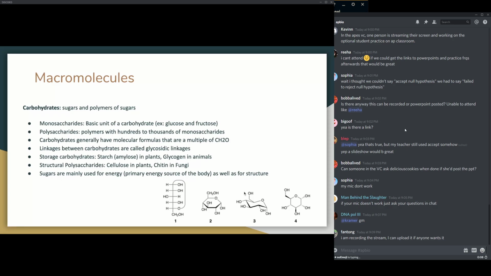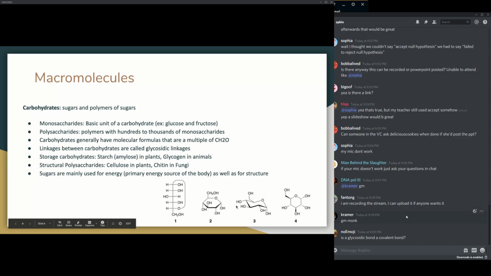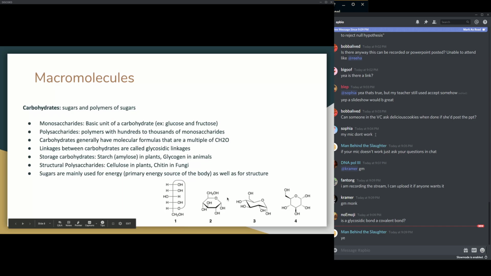fungi's cell walls too. A crucial thing is that these are all carbohydrates, and they're actually all the same carbohydrate. These are all monomers, which is glucose. The crucial thing is, if AP Biology shows you a diagram of a carbohydrate, you have to be able to recognize it. And these are all the ways they can represent carbohydrates.